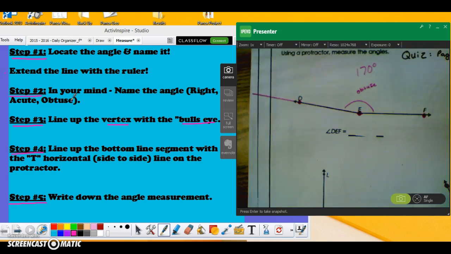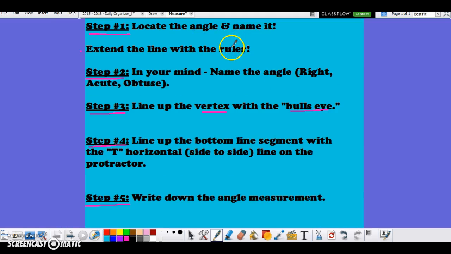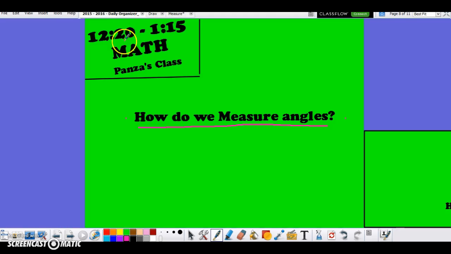And that's how you use these 5 steps to measure an unknown angle. Follow these 5 steps all of the time, and you'll be able to measure all angles using a protractor.